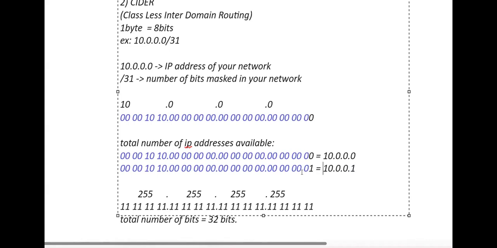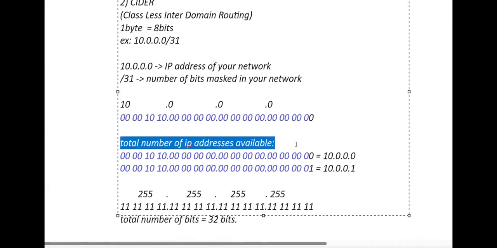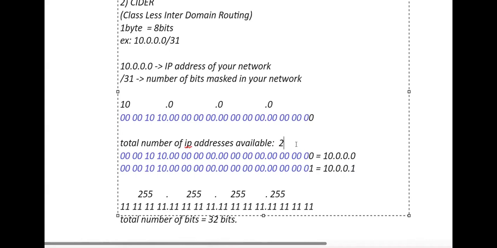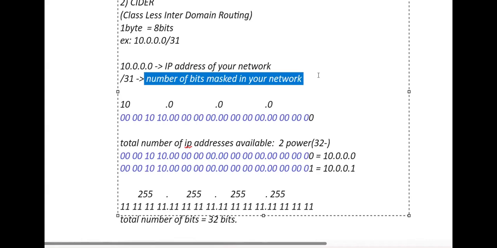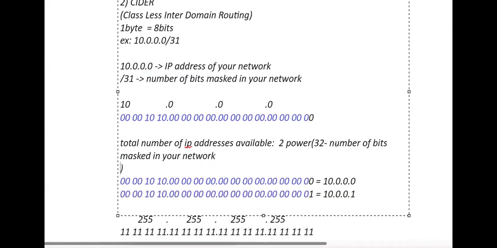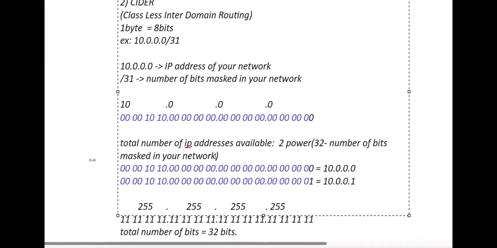Sir, is there any simplified way? Yes, there is a simplified way to calculate the number of IP addresses available. To calculate the total number of IP addresses available, you have a formula: 2 power (32 minus n), where n is the CIDR block number of bits masked in your network, let's say this 31. That is the number of bits masked in your network that you need to provide here.